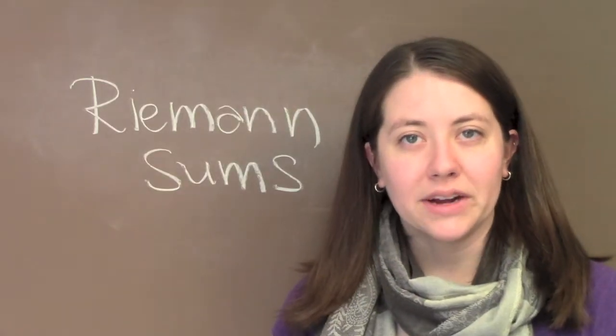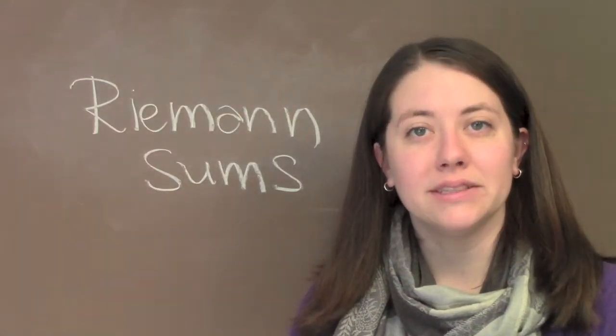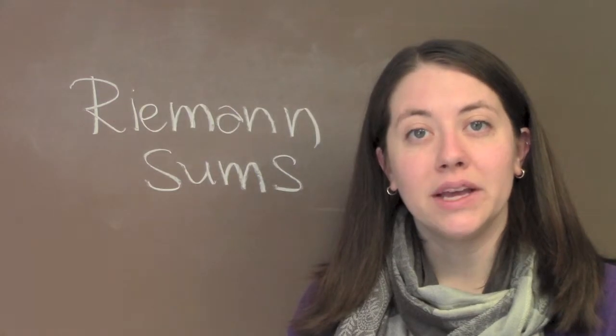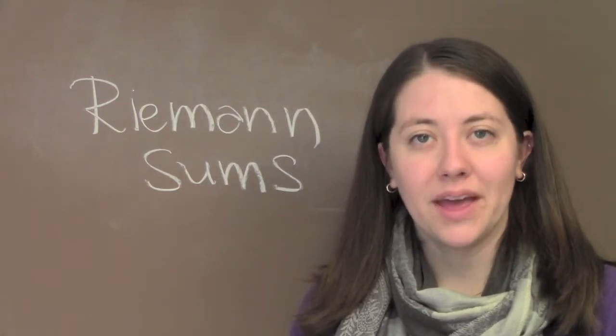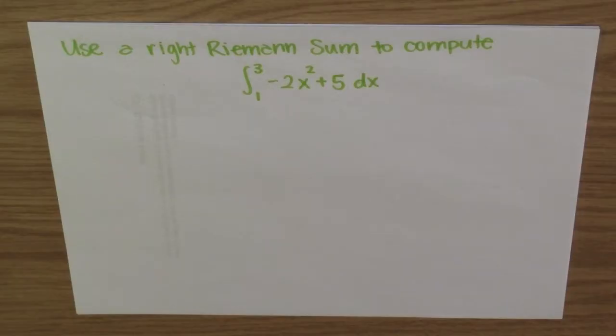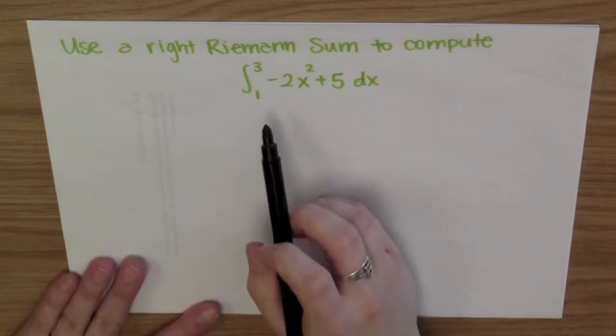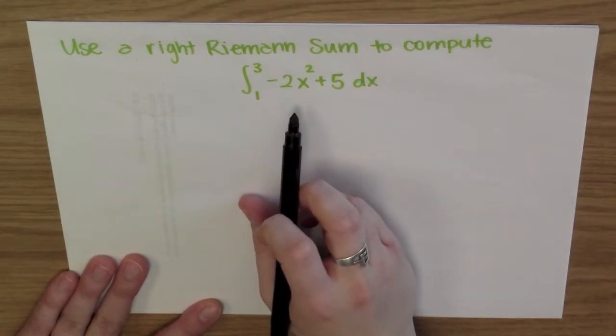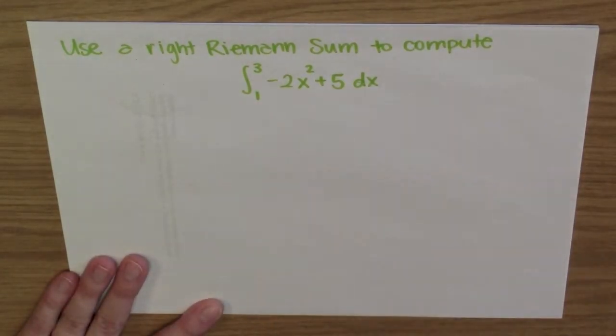Let's get some extra practice with calculating a Riemann sum. The first thing that we'll do is look at the statement of the problem and set it up. The problem that we want to tackle is this. We want to use a right Riemann sum to compute the following integral: the integral from 1 to 3 of -2x squared plus 5 dx.